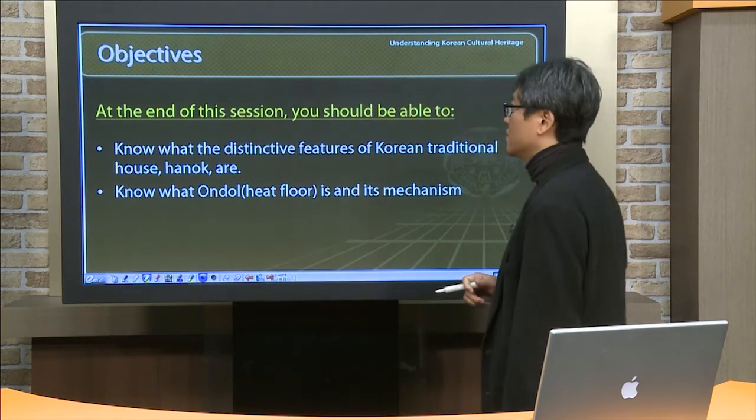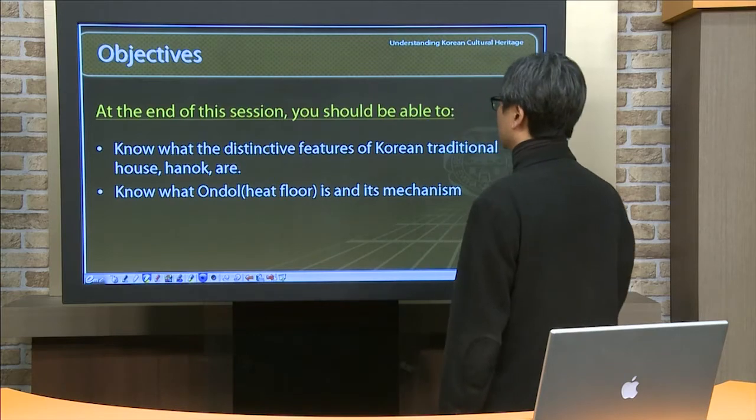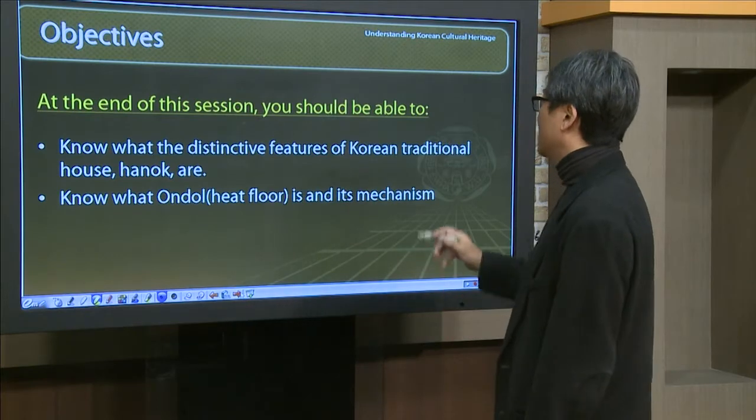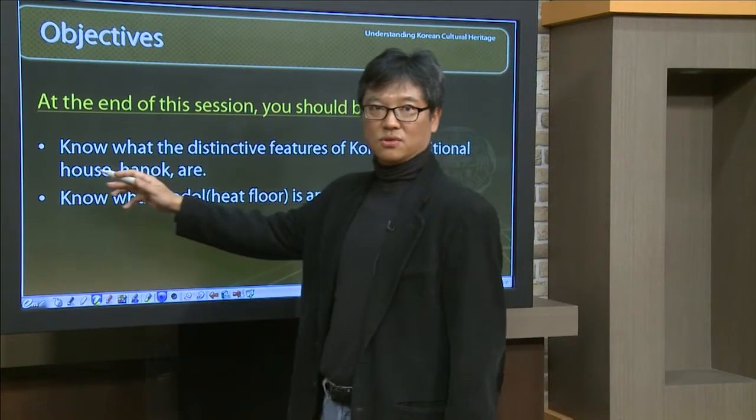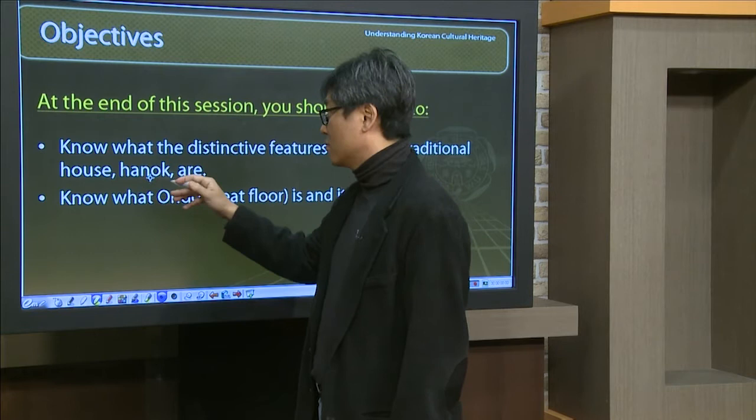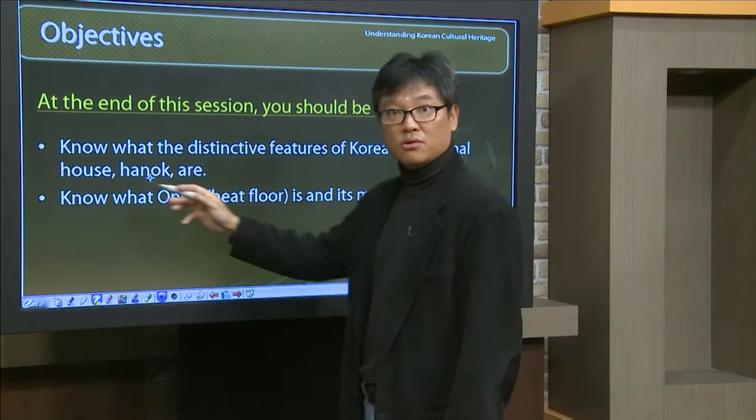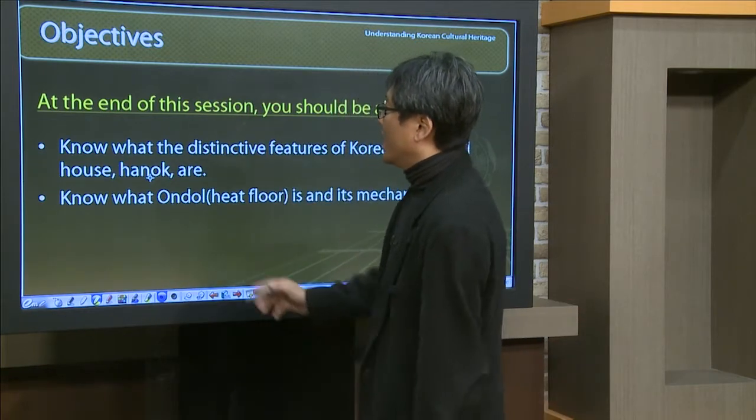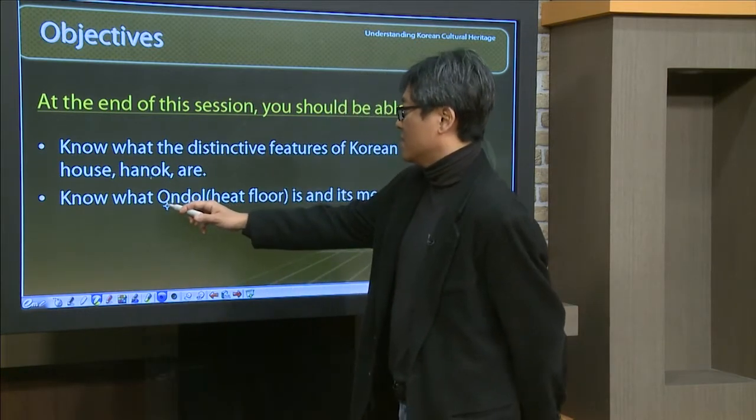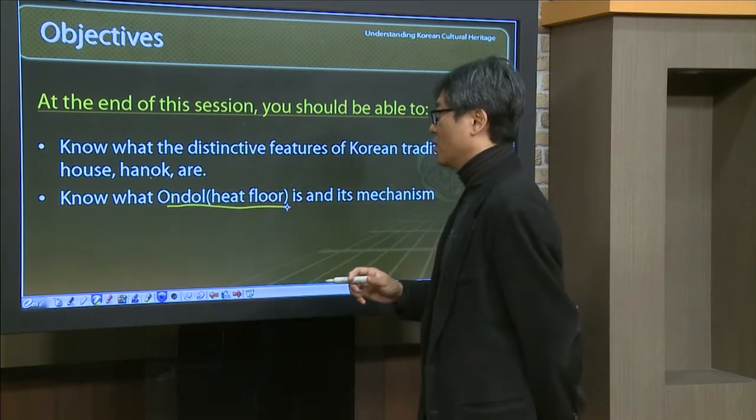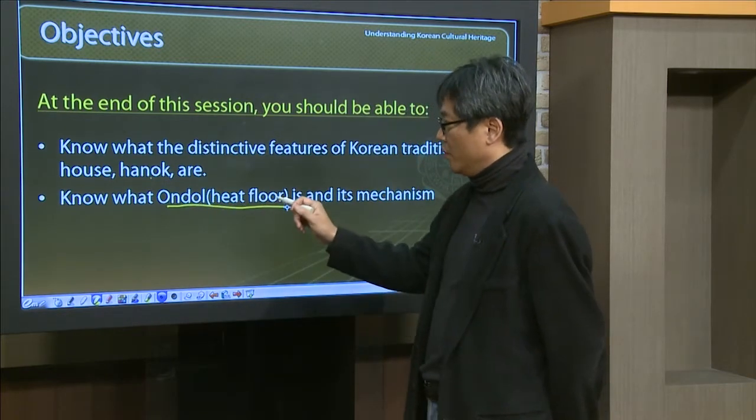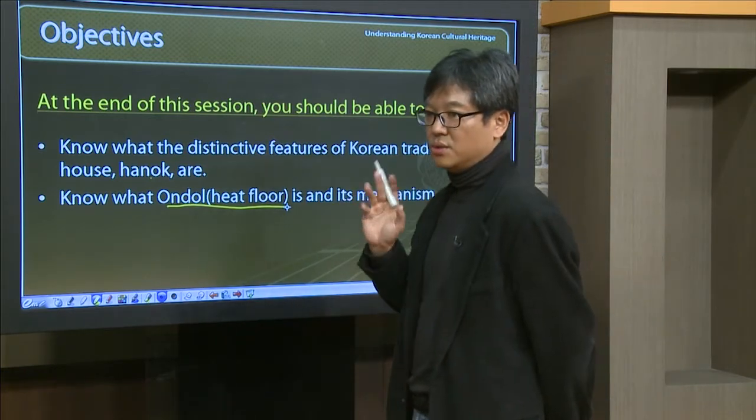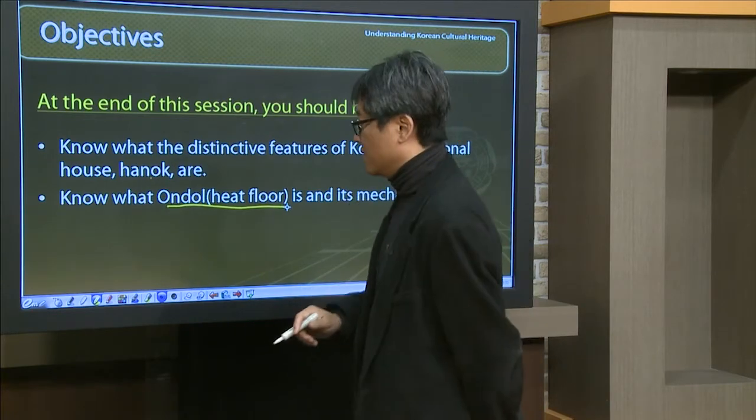So these are the objectives. At the end of this session, you will know what the distinctive features of the Korean traditional house called hanok are. Hanok literally means traditional house. So if you visit Korea, where is hanok? That means the traditional house. And know what ondol is, the interesting feature called heated floor, and its mechanism. So those are the two main emphases of this week.